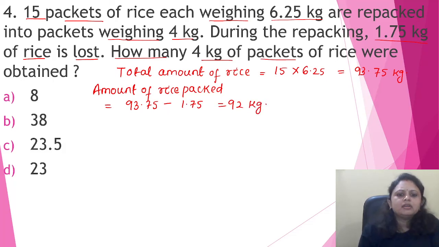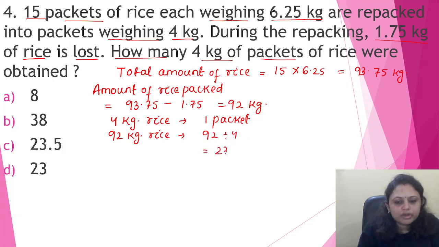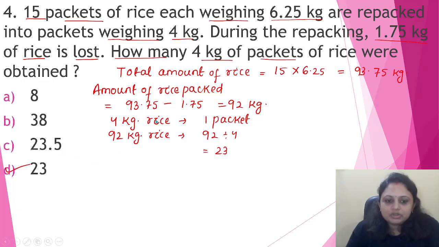Now how many packets are there? We have to pack 4 kg in one packet. So 4 kg of rice is packed in one packet. Now 92 kg of rice will be packed in how many? 92 divided by 4, that is equal to 23 packets. So here the correct answer is option D, that is 23. Got it everyone? Coming to the next question.